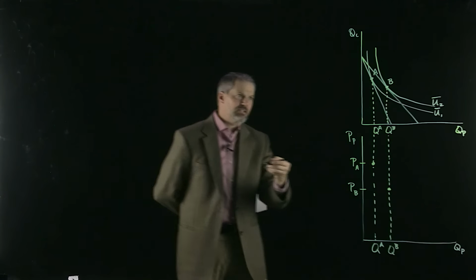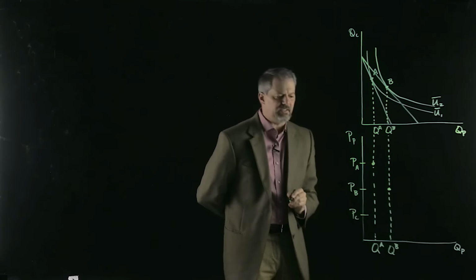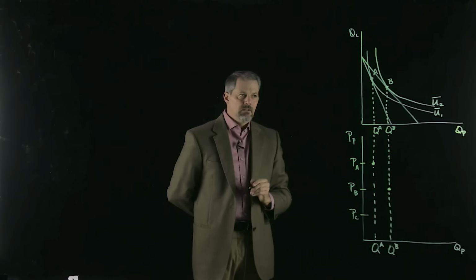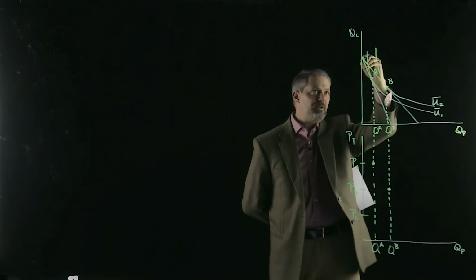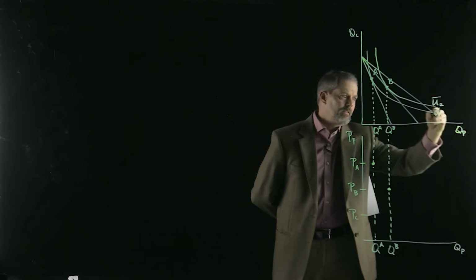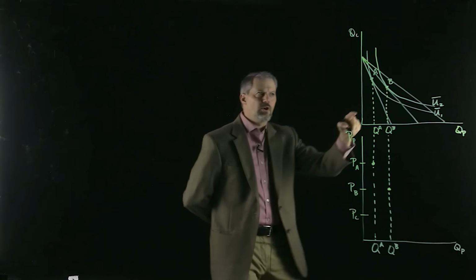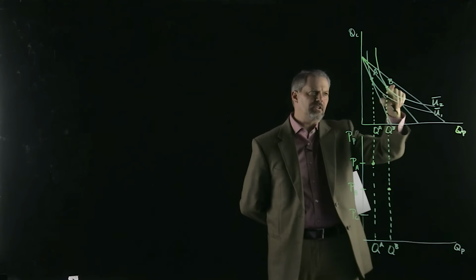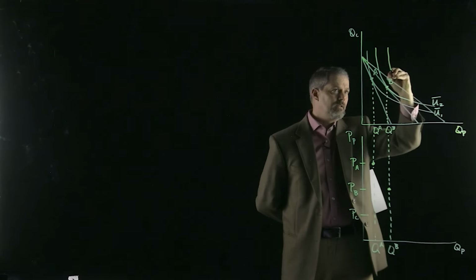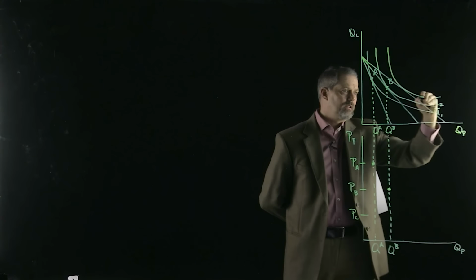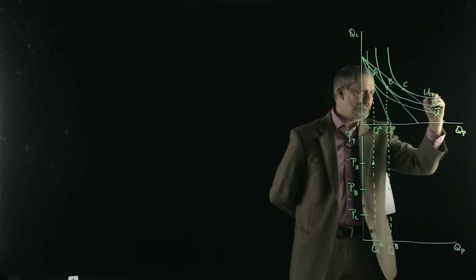Let's do it again. Let's decrease price again down here to this price, PC. When we decrease price again, this budget constraint is going to pivot out again. It's going to pivot out something like this. And the consumer is no longer going to choose point B. They're going to choose a point out here where the indifference curve would be tangent. Something like point C on indifference curve U3.